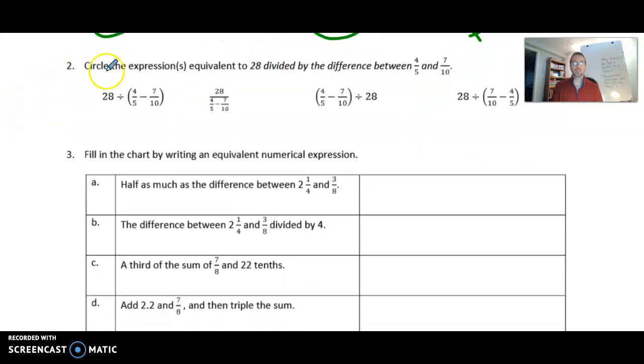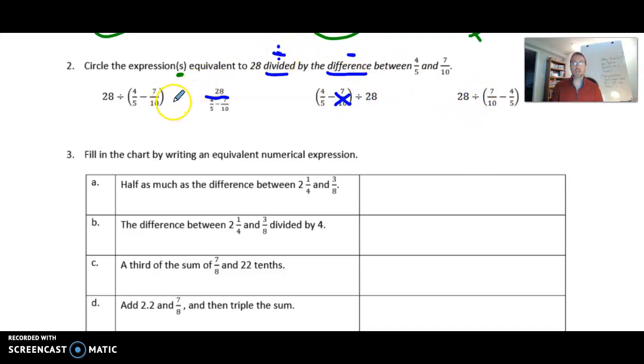Let's look at number 2. Circle the expression or expressions, multiple, that have 28 divided by the difference between 4/5 and 7/10. Let's find the key words first. Divided, well, there's our divided, and difference. I've been using that a lot the last couple lessons in regards to our division lessons. Difference means subtraction. So we need to do 28 divided by first. Well, this one has 28 divided, so that works. 28 divided, that fraction line means division. No, not 28 divided, that's backwards. So we cross that one out.